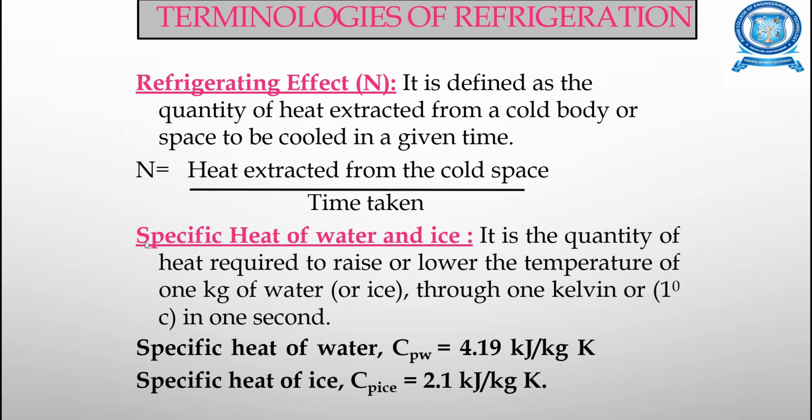The second one is the specific heat of water and ice. This is the quantity of heat required to either raise or lower the temperature of 1 kg of water or ice through 1 Kelvin or 1 degree Celsius in 1 second. The specific heat of water, Cp water, is equal to 4.19 kilojoules per kg Kelvin, and the specific heat of ice, Cp ice, is equal to 2.1 kilojoules per kg Kelvin.